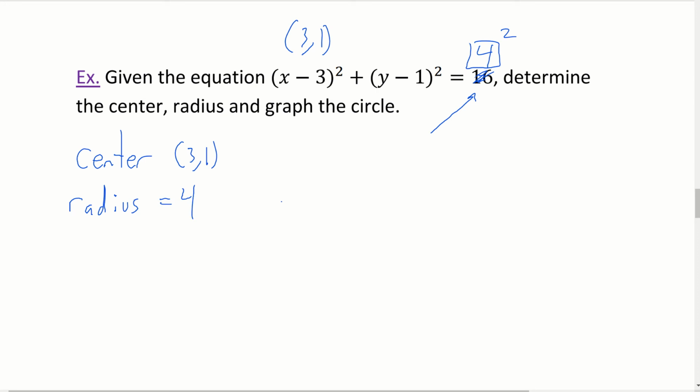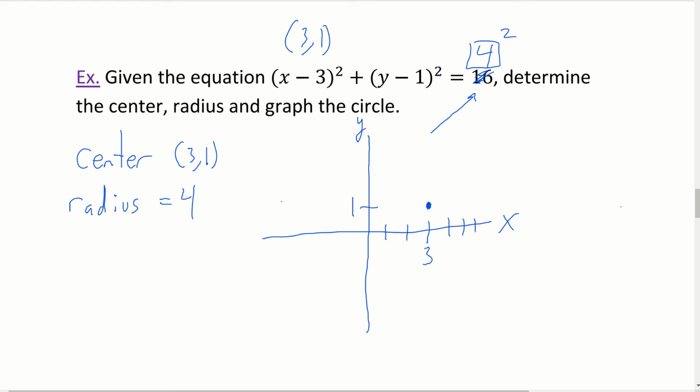Now that we know the center and the radius, we should be able to go ahead and graph our circle. Going to nice and neatly make some xy coordinates. Here's y, here's x. The center is at (3, 1), which should be right here. So that's our center. And now we have a radius of 4.